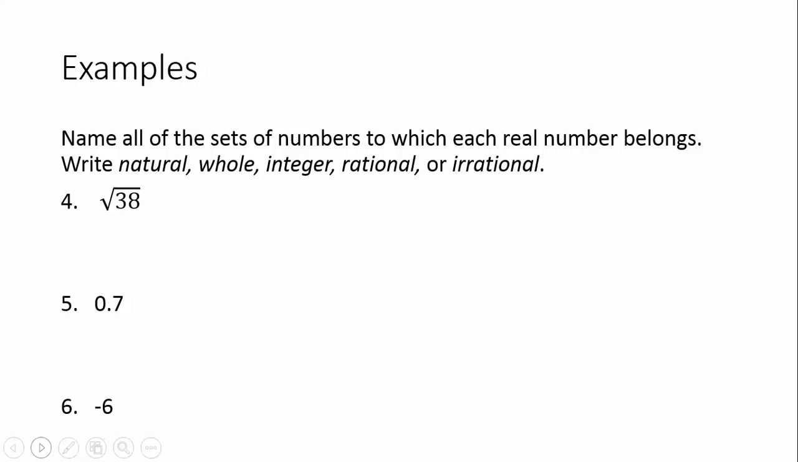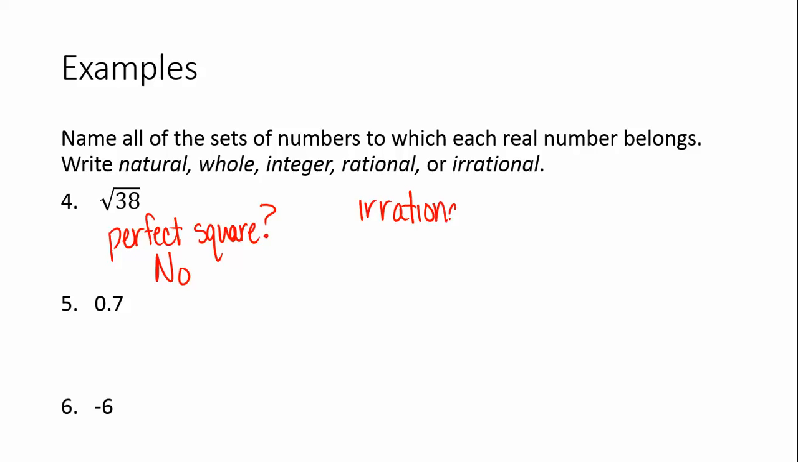Number 4, we have the square root of 38. And the first thing you should ask yourself is, is this a perfect square? Is there a number that you can multiply times itself to get 38? And the answer is no. So the square root of 38 is irrational. Number 5, we have 0.7. So this is a terminating decimal, which means we could write it as a fraction, 7/10. So this is rational. Again, decimals will never be integers, whole numbers, or natural numbers.